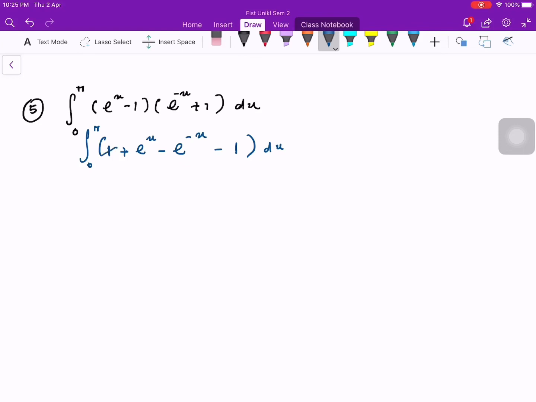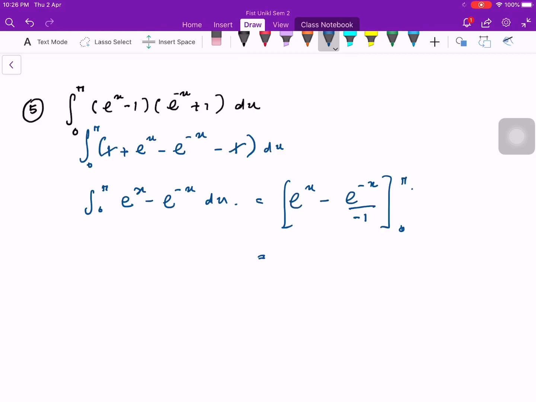Then kita simplify this. Okay, lastly kita akan dapat integral from 0 to pi of e to the power of x minus with e to the power of negative x dx. Okay, then we can proceed with integral. Kita akan dapat e kuasa x tolakkan dengan e kuasa negative x bahagi dengan minus 1. Okay, we have a limit from 0 to pi. And lastly, kita akan dapat this one become plus. Okay, plus e to the power of negative x from 0 to pi.